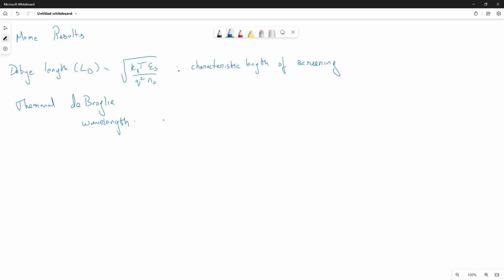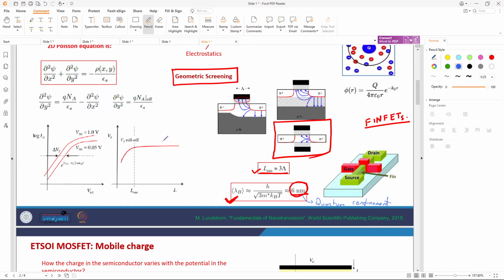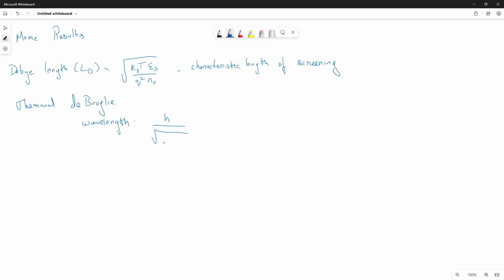So this is h divided by the square root of 3 m star e kBT, and assuming m star is equal to m e, this is of the order of 6 nanometers at 300 Kelvin.